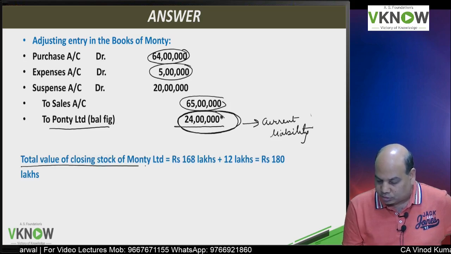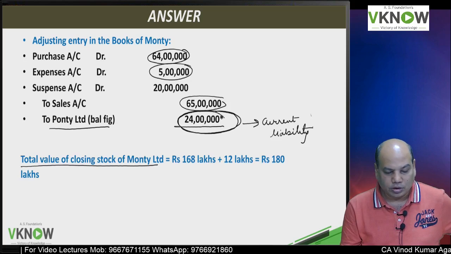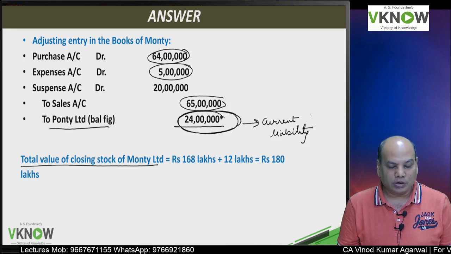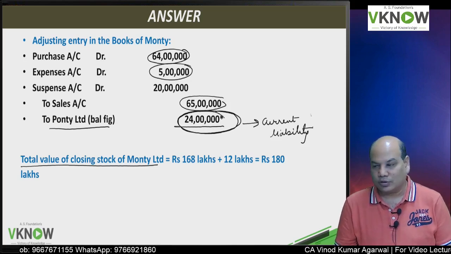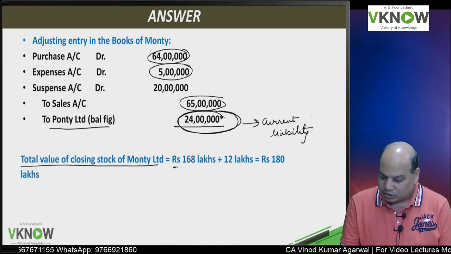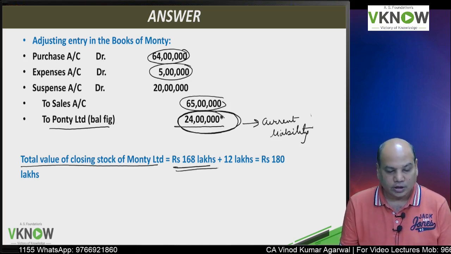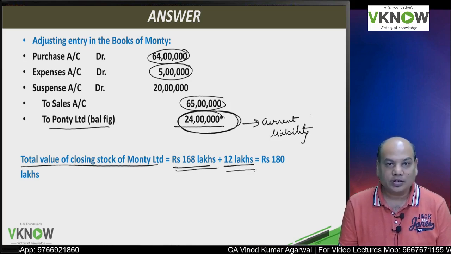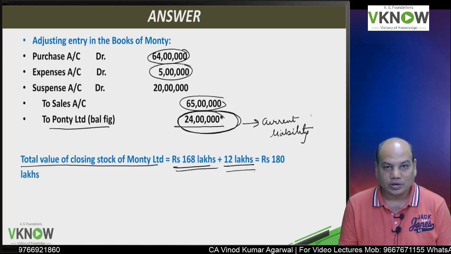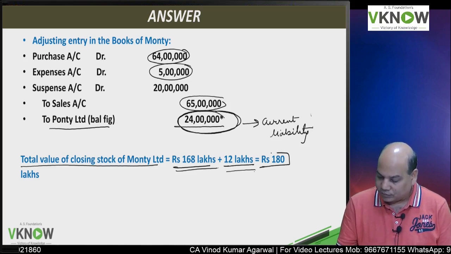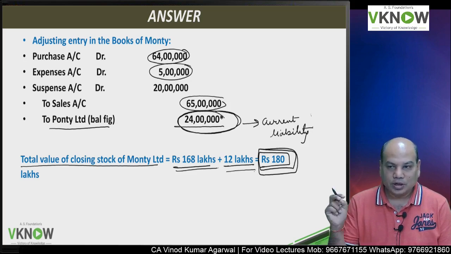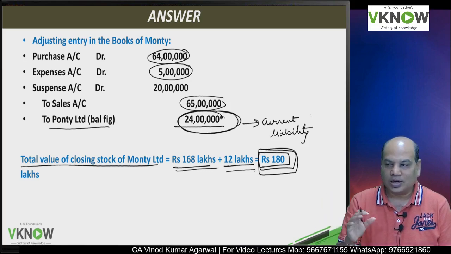Now write one note below. Total value of closing stock of Monty. Monty Limited's own stock given in the problem is 168 lakh, plus Monty Limited's share in the asset of the joint venture, 12 lakh, and therefore Monty Limited will present closing stock of 180 lakhs.